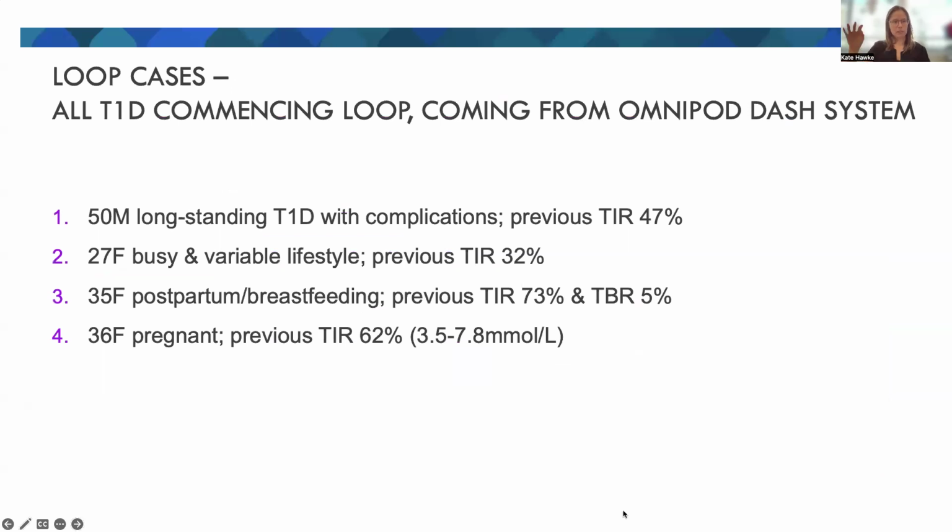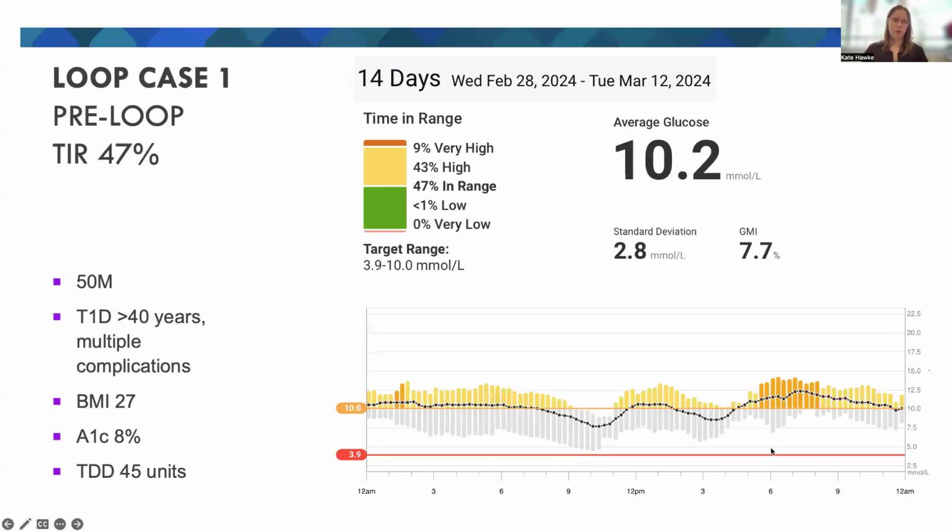Let's do some cases. We're going to be looking at several cases. They're all patients with type 1 diabetes who are commencing Loop, and they're all coming from an Omnipod DASH system previously. So case 1, this is a 50-year-old man, long-standing type 1 with complications, BMI is 27, his baseline A1C is 8%, and total daily dose 45 units. This is a snapshot of his Clarity from prior to Loop, and time in range is 47%.